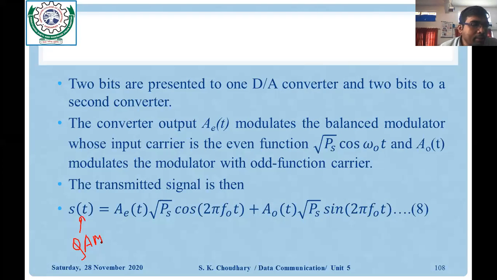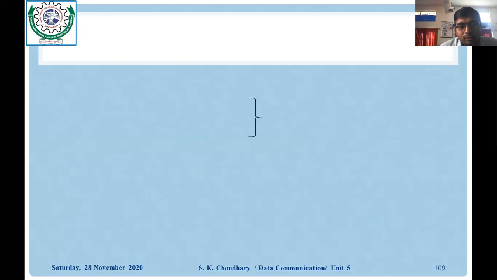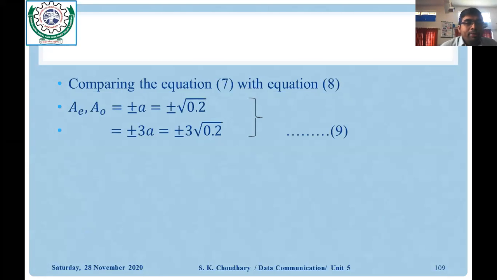Okay, and if you compare equation number 7, that is also the equation for the QAM signal. So equations 7 and 8, if you have noted down equation 7, if you compare them, you can obtain the value of the even symbol and the odd symbol, A_e(t) and A_o(t). So what is the value of A_e(t) and A_o(t) after comparison? It would come out as either plus minus A or plus minus 3A. In terms of energy, you can see plus minus square root of 0.2, or plus minus 3 into square root of 0.2. So that would be the value of the even and odd symbols, having an amplitude plus minus A or plus minus 3A.